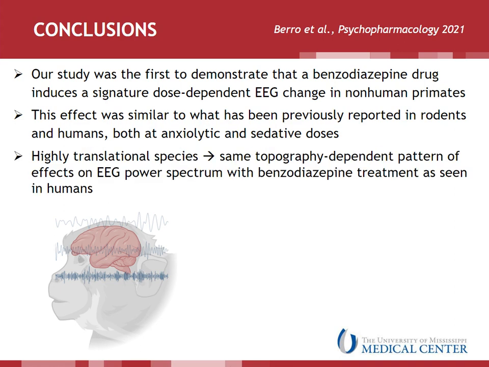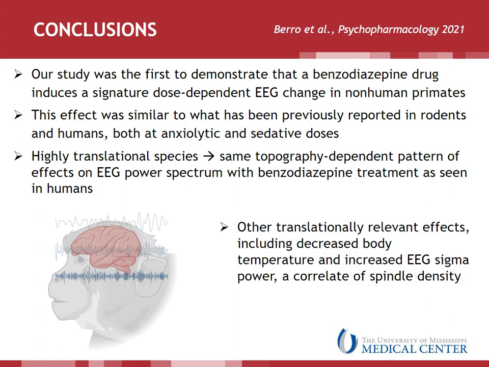We also show that a highly translational species showed the same topography-dependent pattern of effects on EEG power spectrum with benzodiazepine treatment, or alprazolam in this case, as seen in humans, further emphasizing the relevance and translational application of our model. And finally, other translationally relevant effects were also observed, including decreased body temperature, which had been previously reported to be an effect of benzodiazepines at high doses, and increased EEG sigma power, which is a correlate of spindle density.